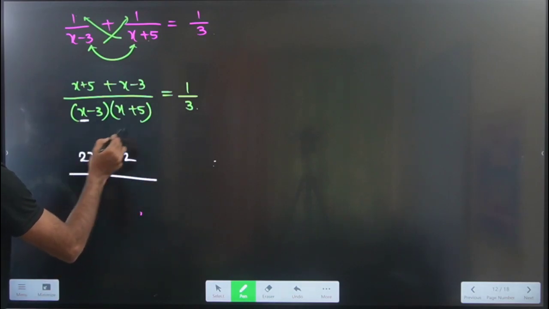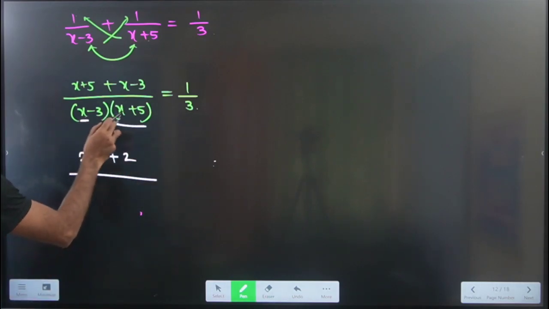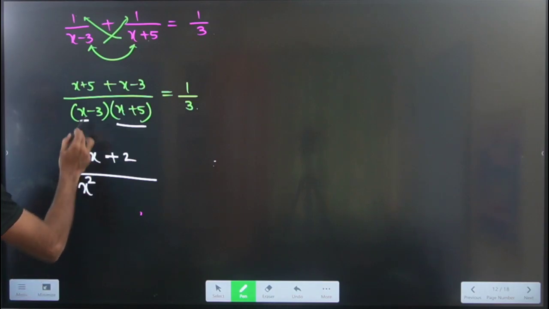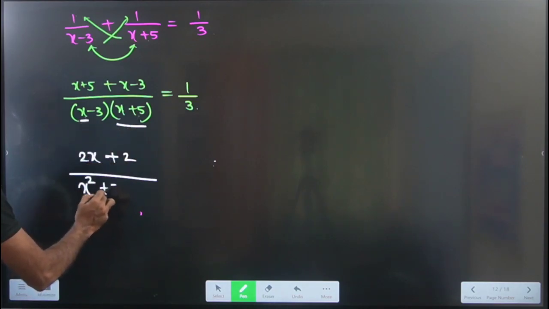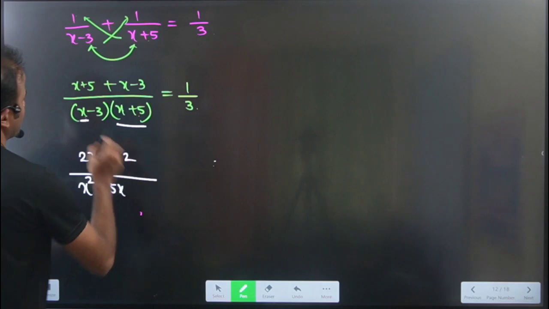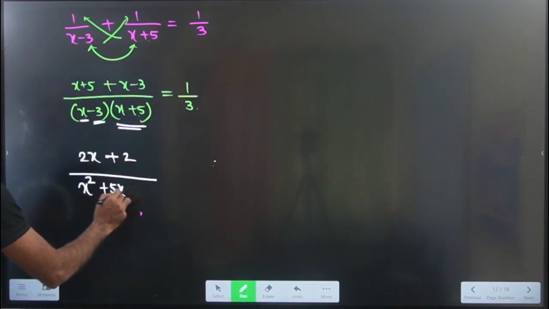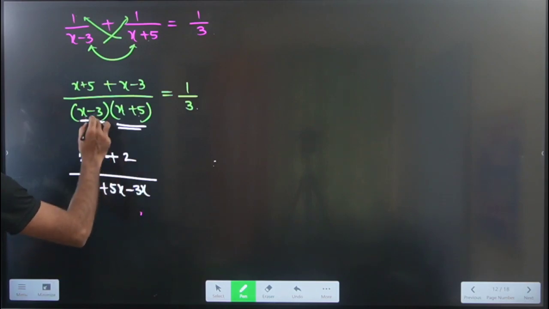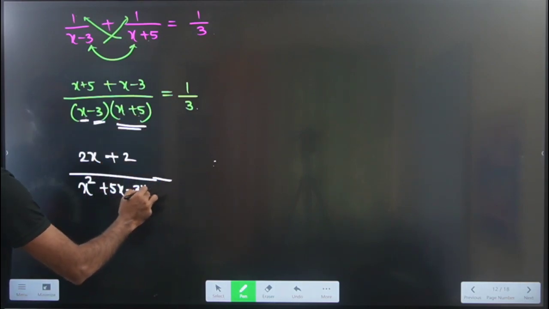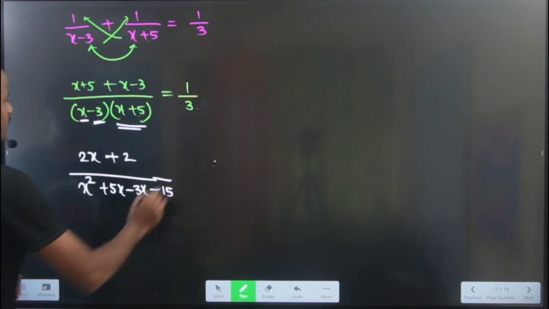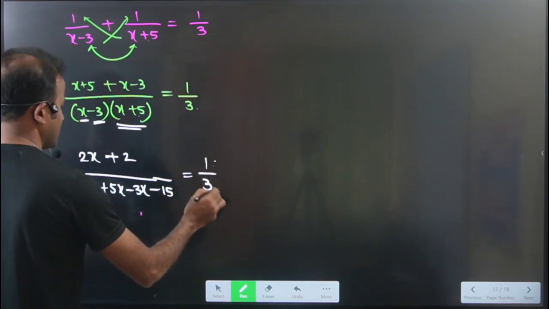Now you multiply x with x plus 5. x into x is x square, x into 5 is 5x. Next you multiply minus 3 with x plus 5. Minus 3 into x is minus 3x. Minus 3 into plus 5 is minus 15, which is equal to 1 by 3.